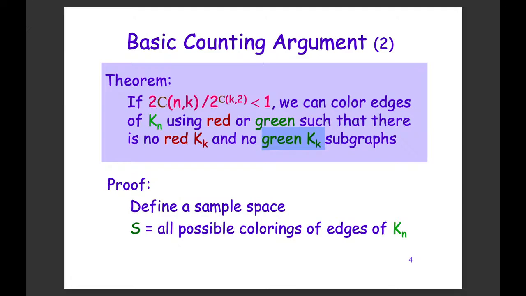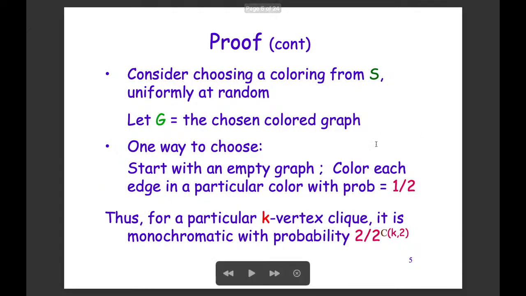So there are going to be 2 to the power n choose 2. So how many edges are there? There are n choose 2 edges, and for each edge there are 2 ways to color. So in the sample space, we have 2 to the power n choose 2 colorings that we are going to consider. Okay, and once we have this, we are going to choose one of them at random. By choosing a graph randomly, we are fixing that this graph will have a specific coloring, and this graph will have n choose 2 edges. Is that okay? So how can we select such a graph?